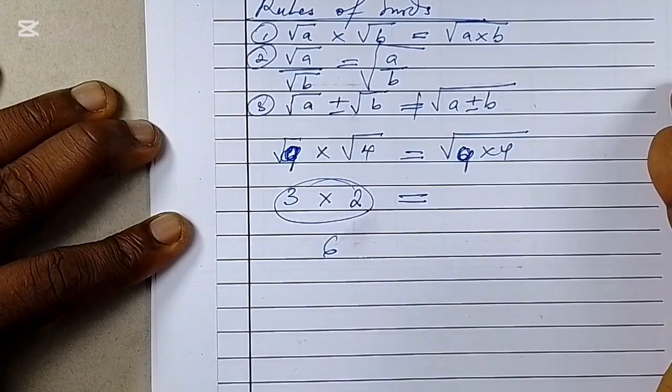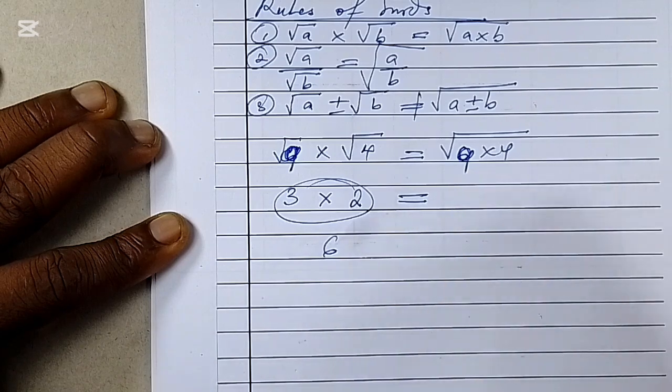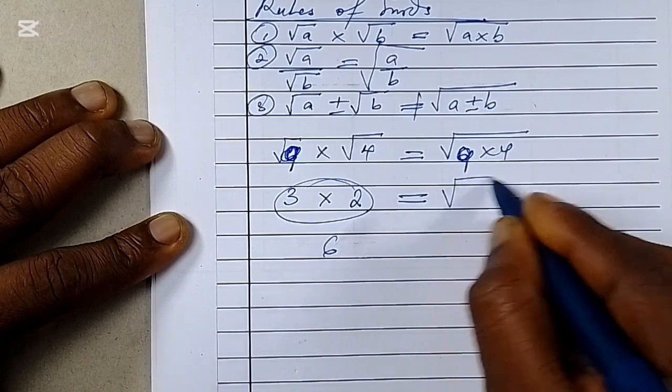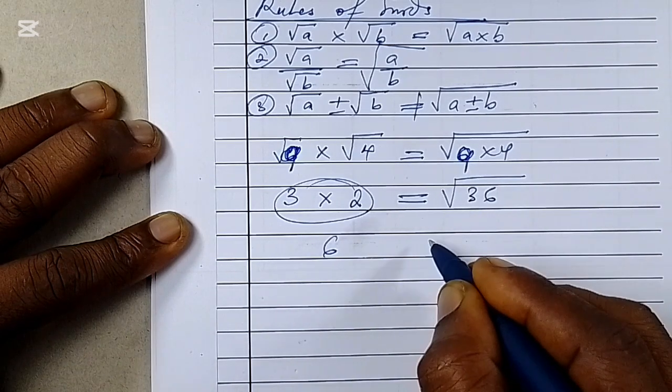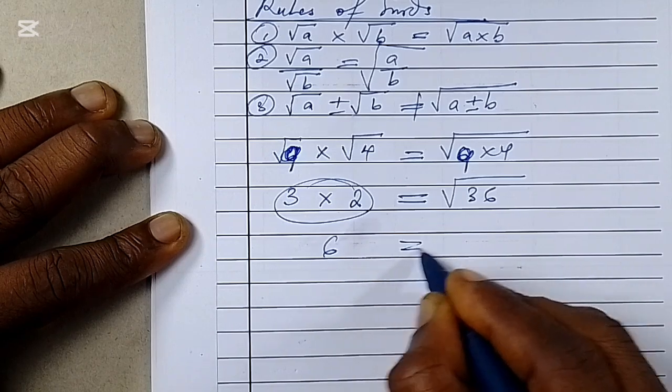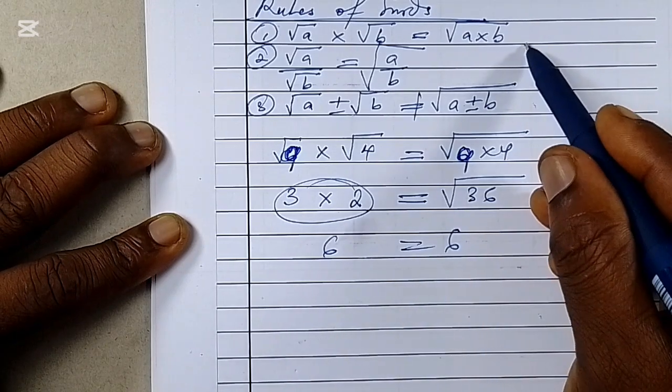Let's compare this result with what we have here. The other side of the equal sign tells us that the square root of 9 times 4 is the square root of 36. And what is the square root of 36? It is 6, showing you that rule number 1 is true.